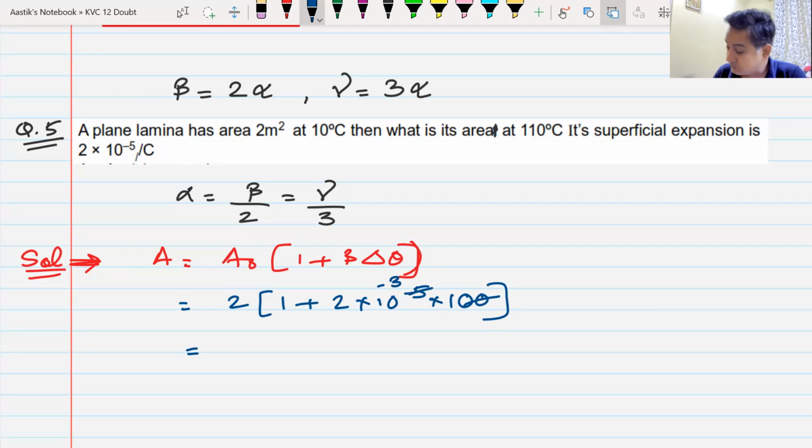2.004, yes? I think that would be the answer. Be very careful with the multiplication part. If you do a very simple mistake, you will end up in trouble.